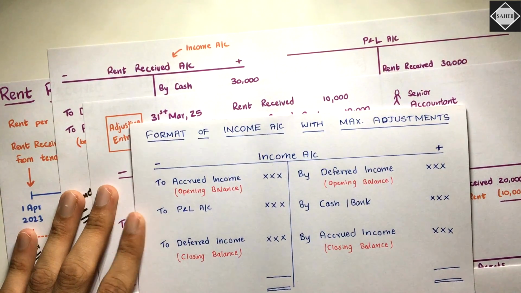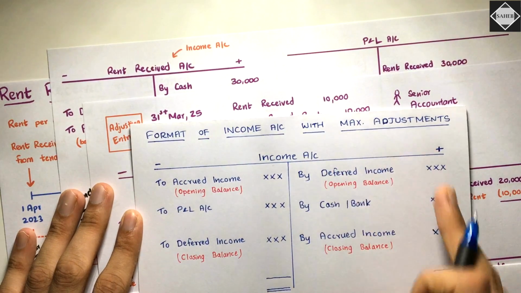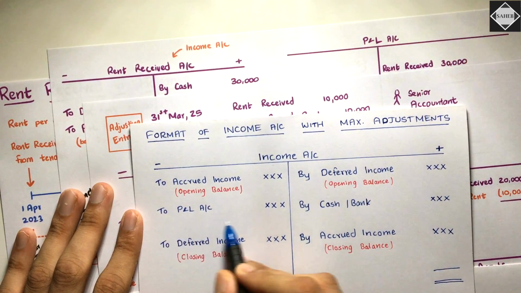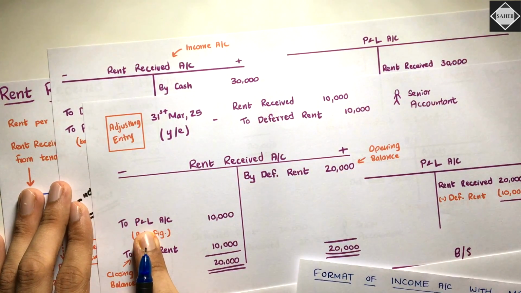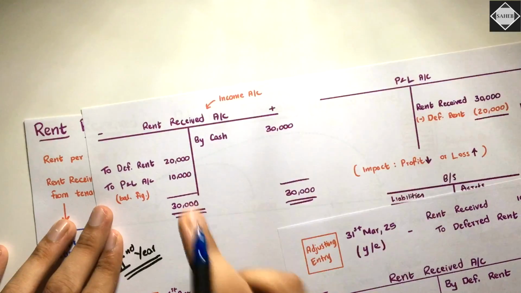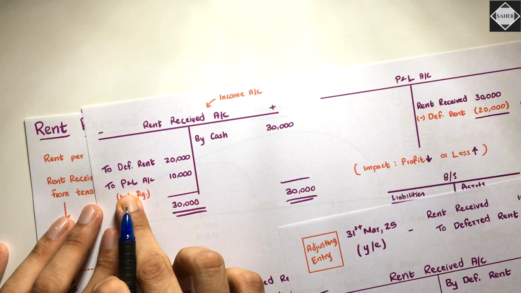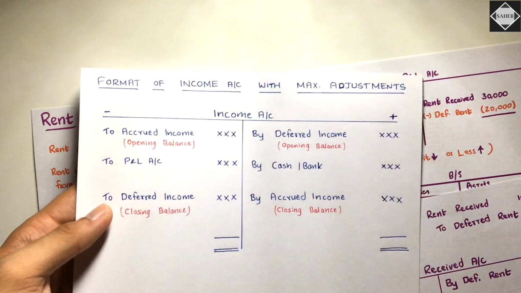Fine. And then payment will always come on the credit side. Income increases, you receive the income, right? And then the balancing figure will always come over here, which will hit the profit and loss account as you saw over here. Is that clear? Previously also we prepared the rent received account. See here, cash is coming over here, P&L always over here. Is that clear? So you understood the format of the income account.